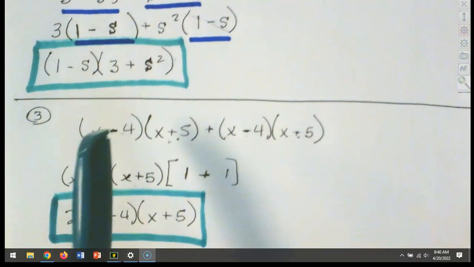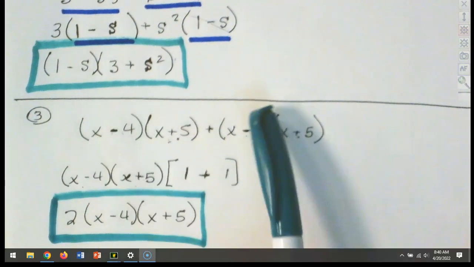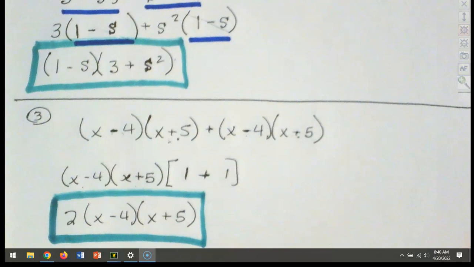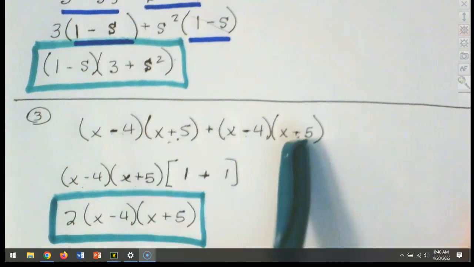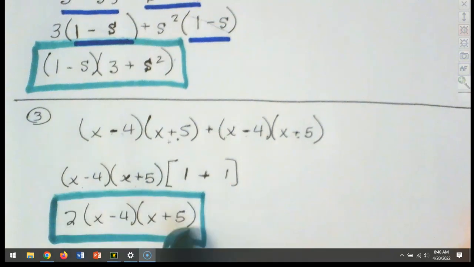2. Okay, if you think about this is like an x, and this is like another x, if you add them together, what do you get? 2x, right? These are the same, so you can actually put them together and make this as a 2 times the x minus 4, x plus 5.